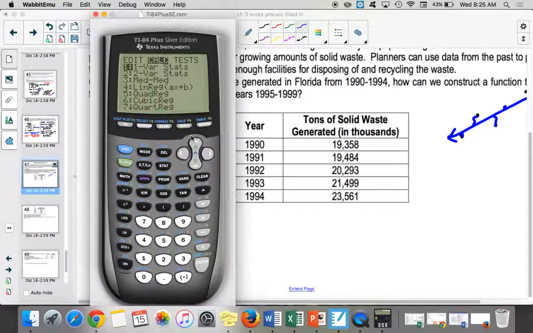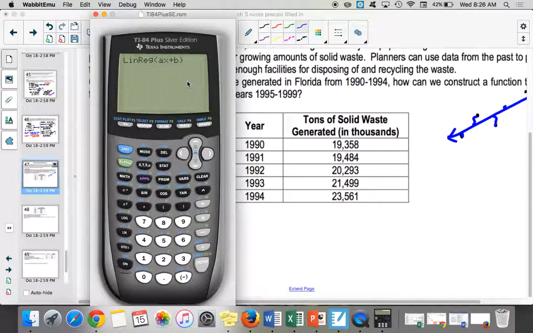And what we want to calculate is a linear regression. So linear means line, right? So we want to find the line that goes through most of these points, as many as possible. So we're going to go linear regression AX plus B. Yours might just say LinReg. Do you guys see it? Okay, so hit enter. And mine looks like this.